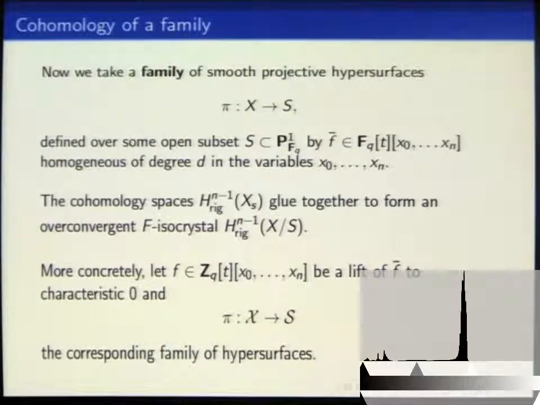Anyway, I'm now going to explain this more concretely in this specific case. So you always start by lifting the defining equation of the variety or family to characteristic 0 in any way really, it doesn't really matter at this point.